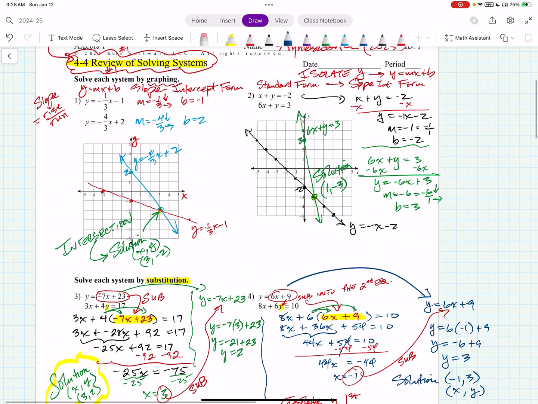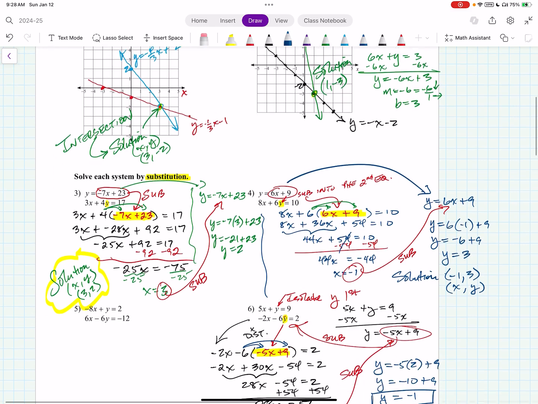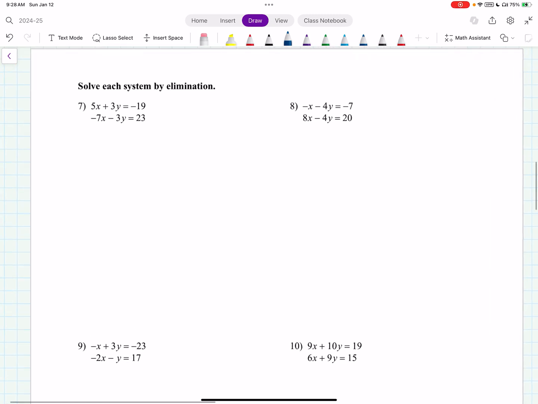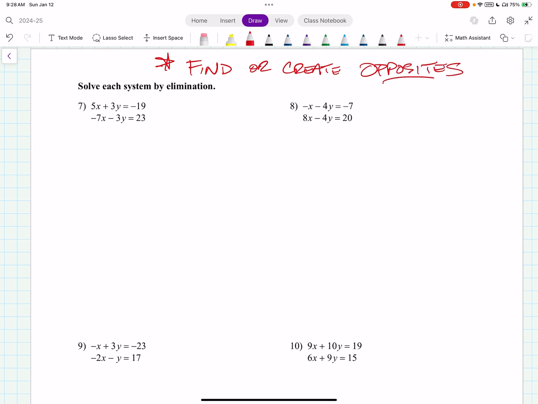All right. So in the beginning, we talked about the graphing method. Then we talked about the substitution method here. Now let's go to elimination method. All right, now elimination method, what we want to do is we want to eliminate a variable, and the key to that is to find or create opposites, as I've said multiple times in class here. Okay, so let's talk about that. What does it mean by opposites?